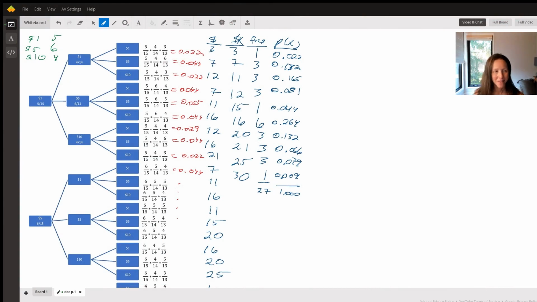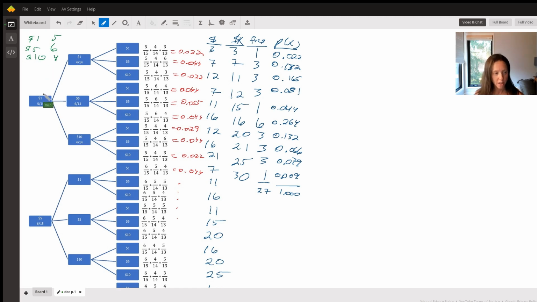Hi, I'm Diane. Okay, so this problem, we want to find out all the different possible combinations of picking three different bills. And we're starting out with five $1 bills, six $5 bills, and four $10 bills.